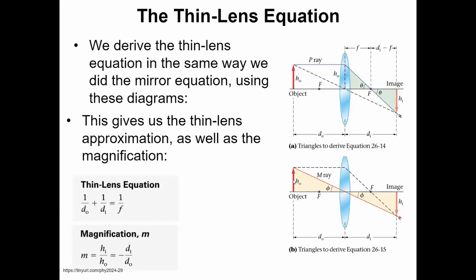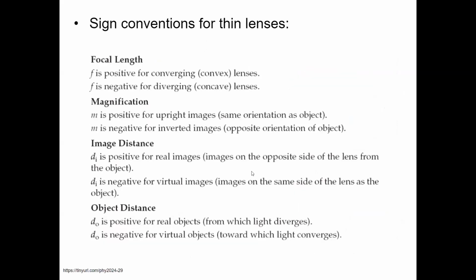For thin lens equations, you can do the same thing as what we did for the mirror equation. You use two pairs of similar triangles and write two similar equations as we did. I'm not going to repeat that derivation, but at the end, the thin lens equation is exactly the same as the mirror equation: 1 over DO plus 1 over DI equals 1 over F. And the magnification is also the same. So that would be the thin lens equation.